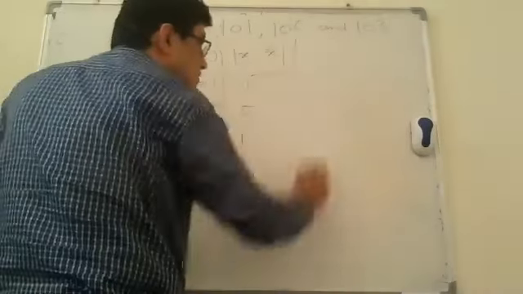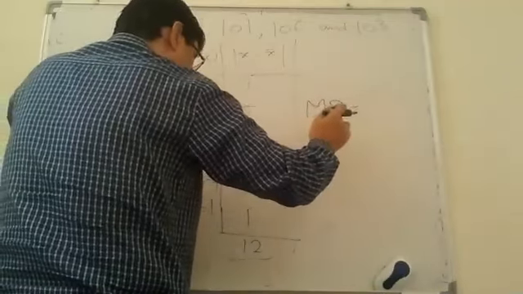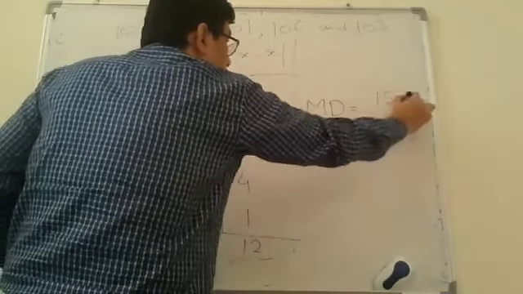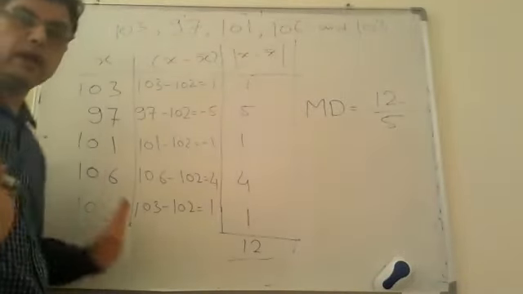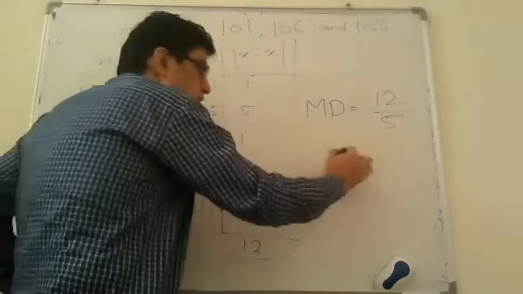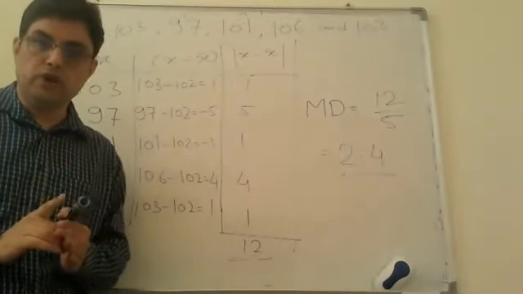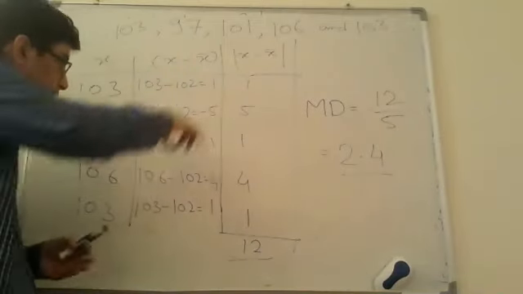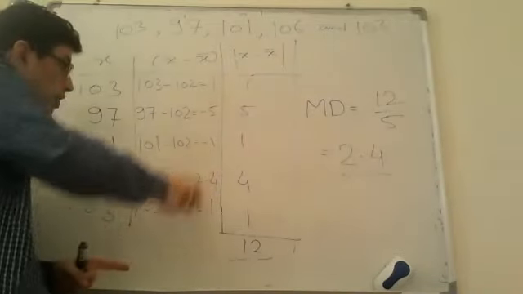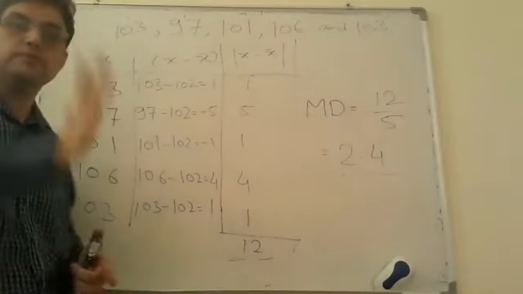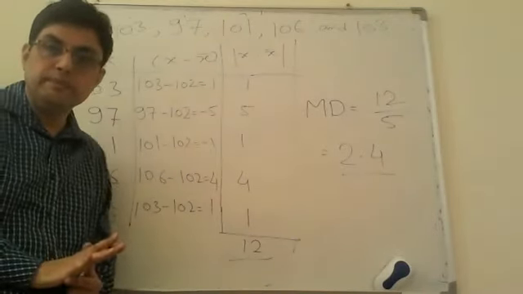So the mean deviation is 12 divided by 5. Why 5? Because there are 5 values. So the value is 2.4. This is the mean deviation. You have to be sure: the total of the x minus mean column should be 0. That's why we have to choose the absolute value. If the total of that column is not 0, that means you made some mistake.